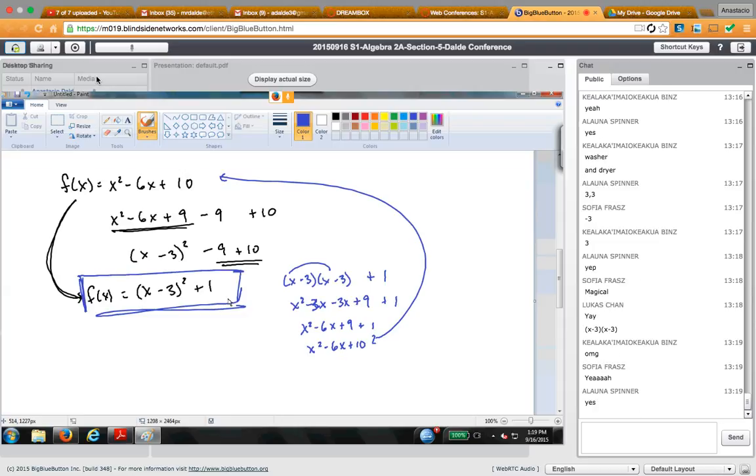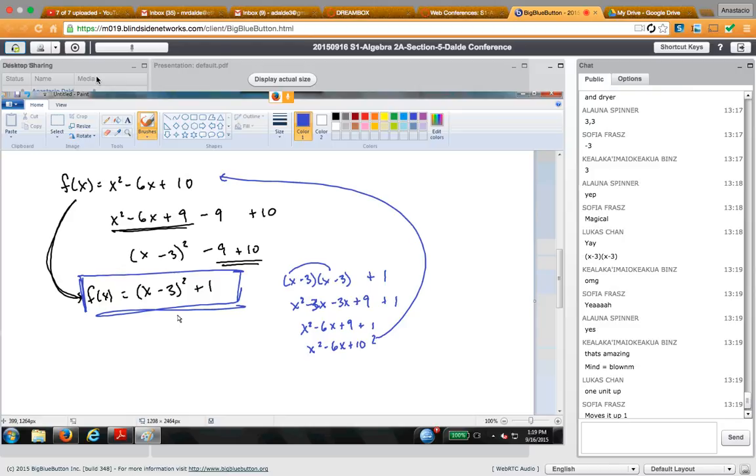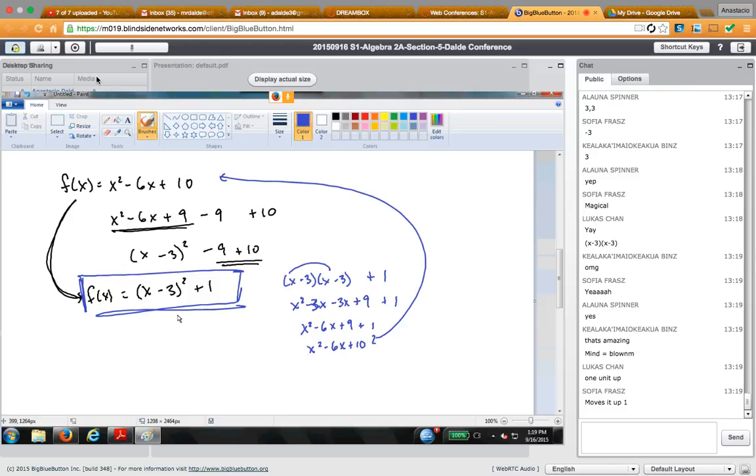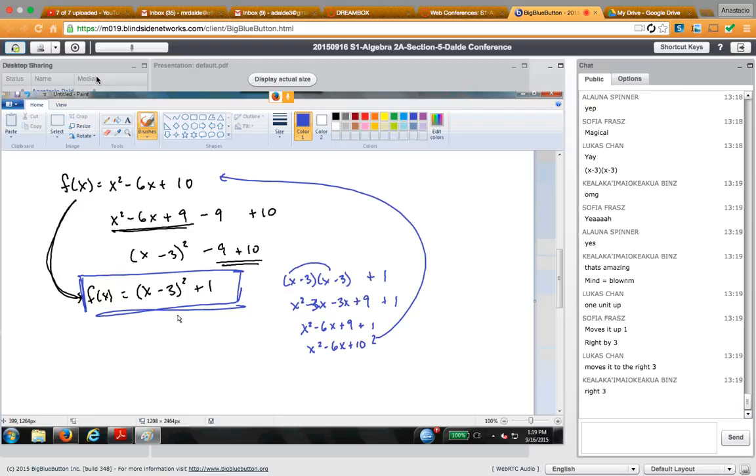But here's the beauty of this form right here. Let's graph that, and we can graph that so quickly. What does that 1 do? It moves it up 1 unit. You take your regular parabola and you push that sucker up 1 unit. What does that negative 3 do? Feel free to answer if you want. It moves it to the right by 3 units. We covered this in depth right before you came. It moves it to the right by 3 units. Exactly. There we go.